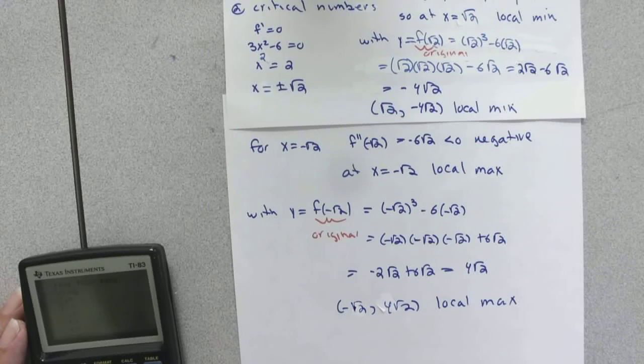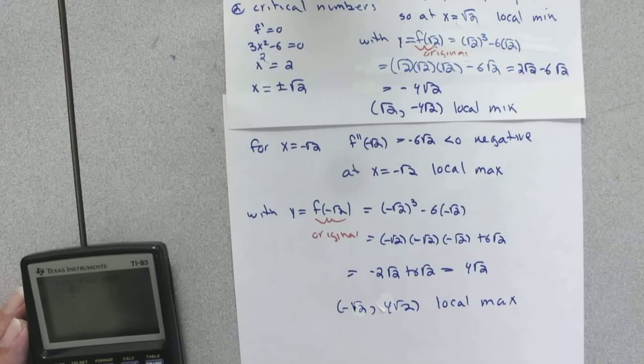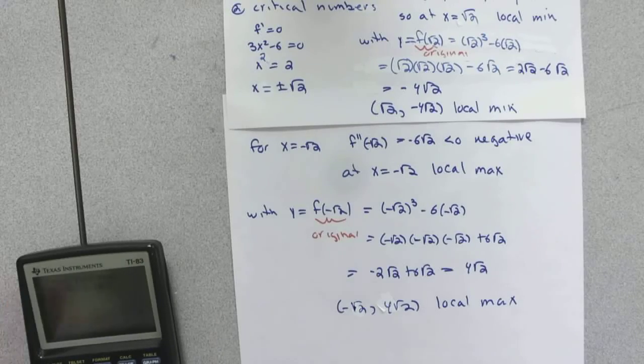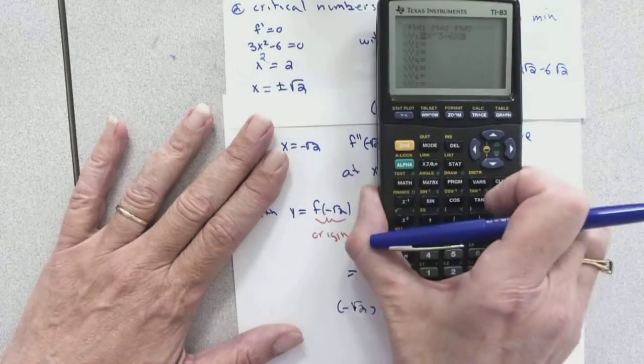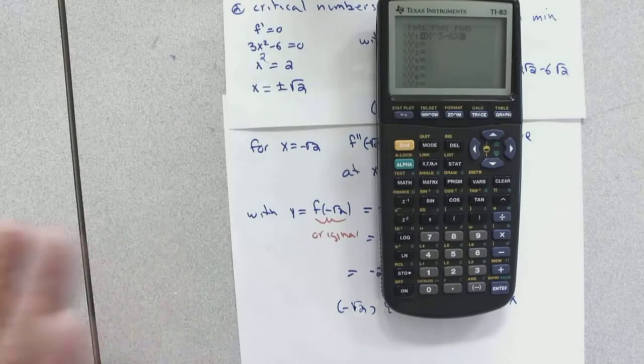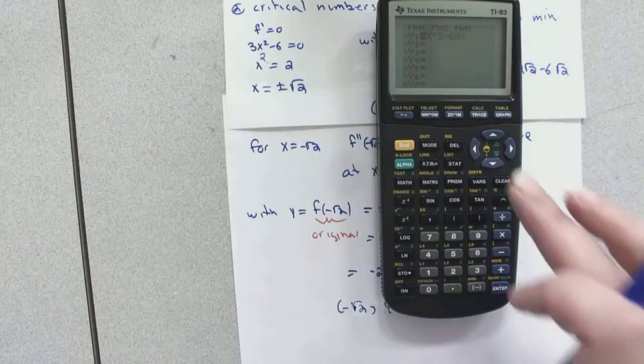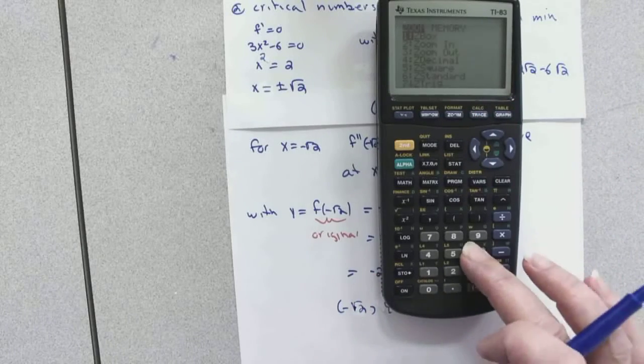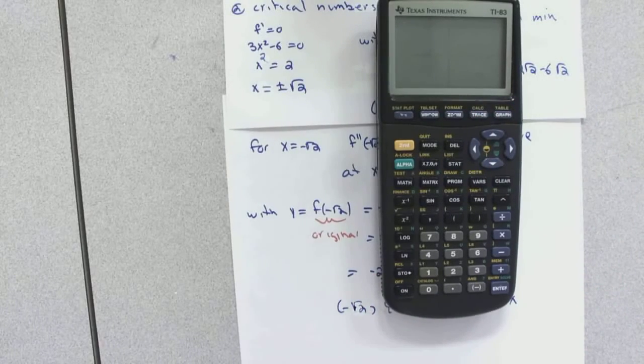So, putting the original function in there. Actually, I brought batteries for it today, but I brought the wrong size batteries. We will try again tomorrow. So I've got the original function in there. I'm just going to hit zoom 6 because we don't have a lot of good information here. So we'll just go with the standard window, and then we'll fix it up if we need to.